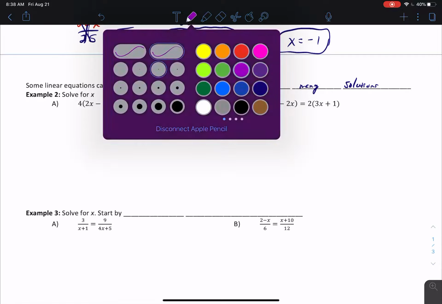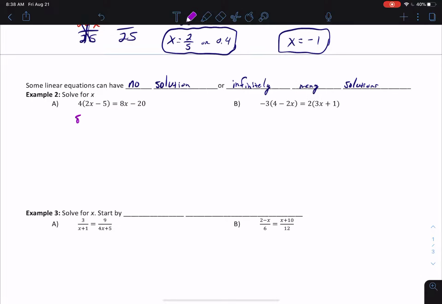So let's solve this like we normally would. Distributive property, so we get 8x minus 20 equals 8x minus 20. Well, at this step, you'll notice the left-hand side and the right-hand side are the exact same. So let's see what happens when we solve this. Let's get our variables to one side. Well, both of our variables cancel out, and we're left with negative 20 equals negative 20.